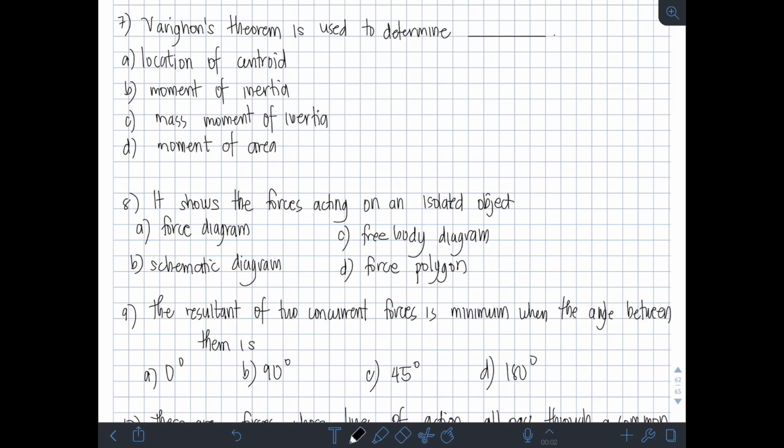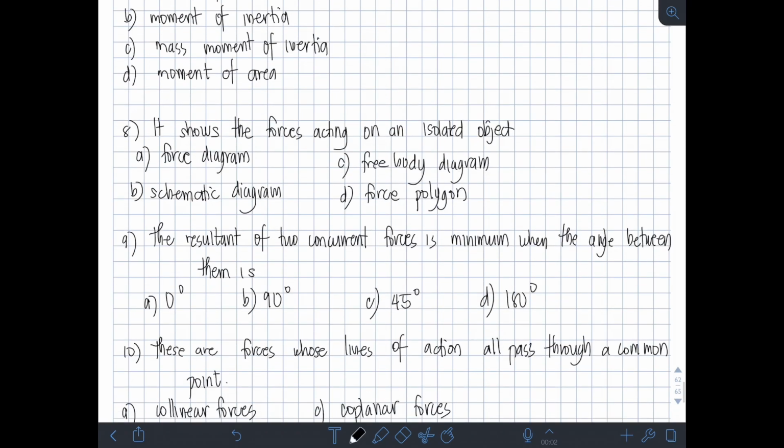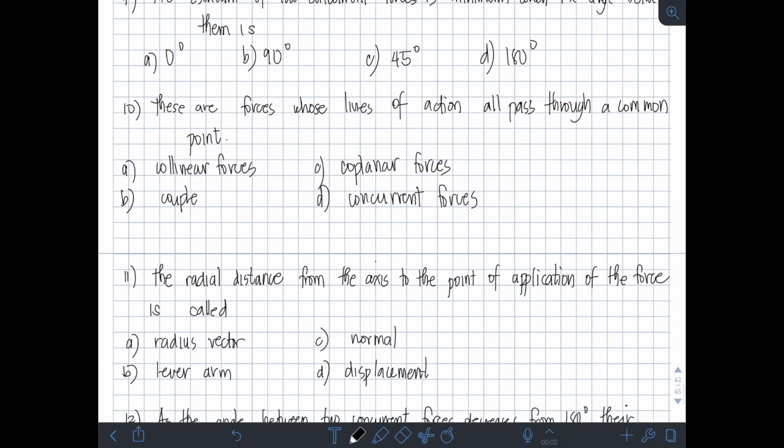9. The resultant of two concurrent forces is minimum when the angle between them is A, 0 degree, B, 90 degree, C, 45 degree, D, 180 degree. The answer is letter D, 180 degree. 10. These are forces whose lines of action all pass through a common point. A. Collinear forces, B. Couple, C. Coplanar forces, D. Concurrent forces. The answer is letter D.